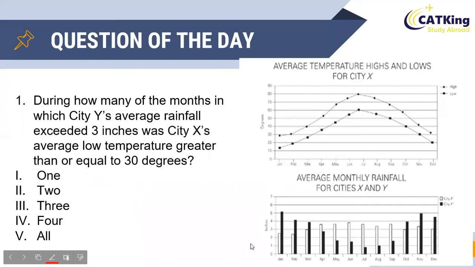From the bar graph, you can observe that in city Y, the average rainfall exceeded 3 inches in the months of January, February, March, October, November, and December. Now let us check the average low temperature for city X in these months to see which of them is greater than or equal to 30 degrees.